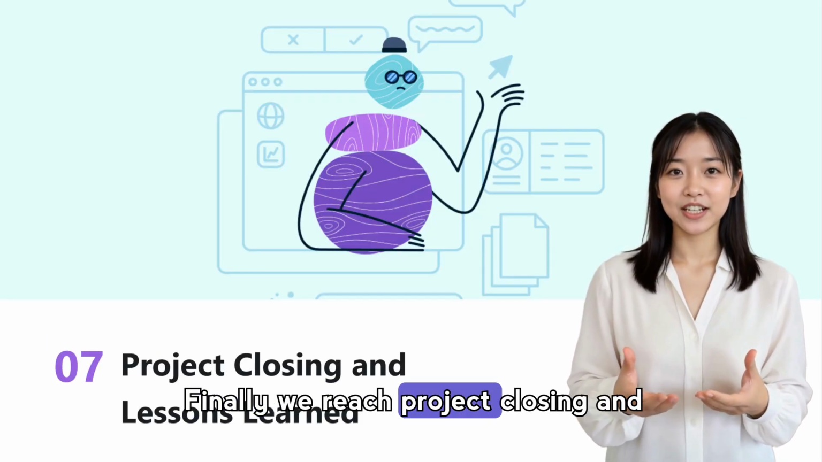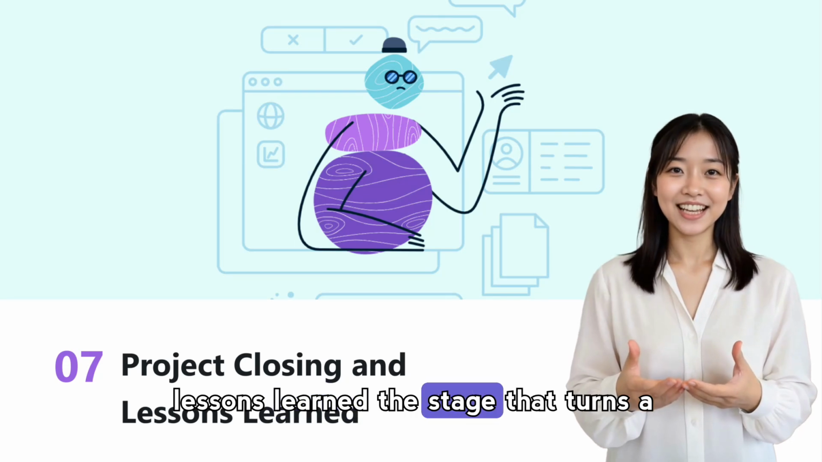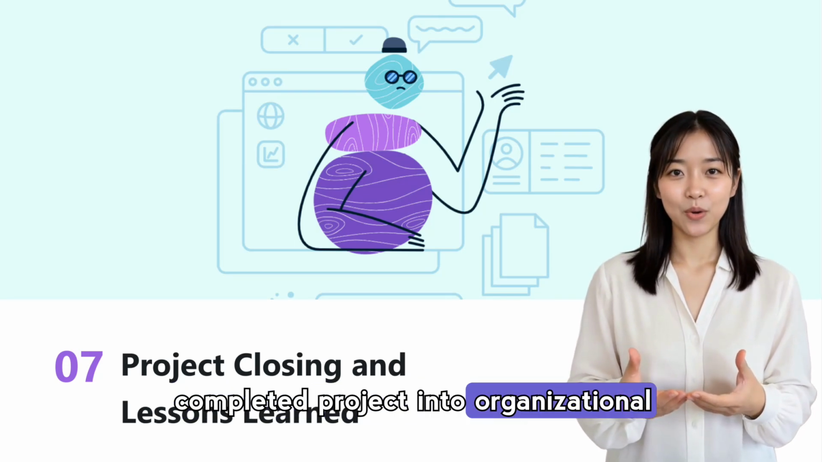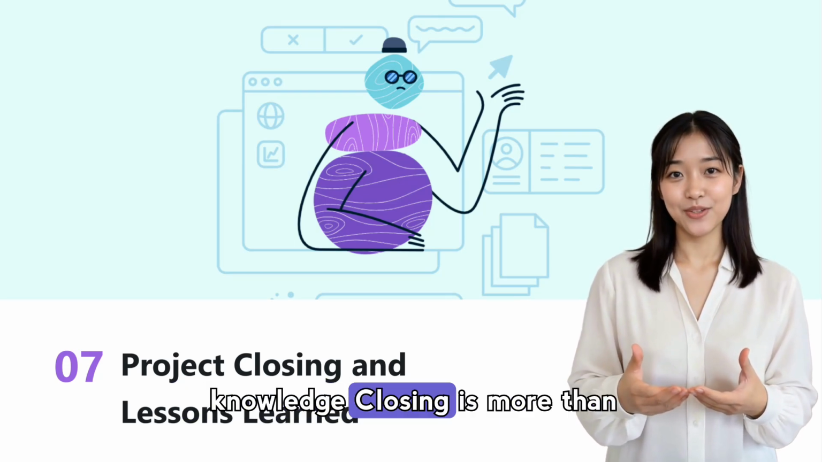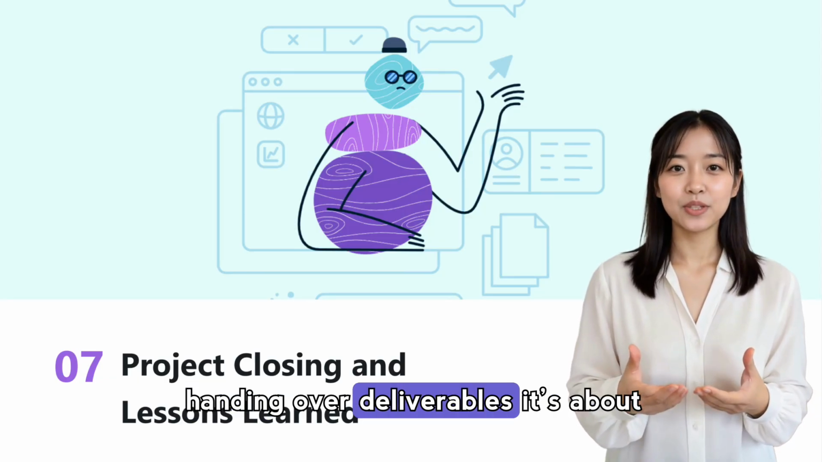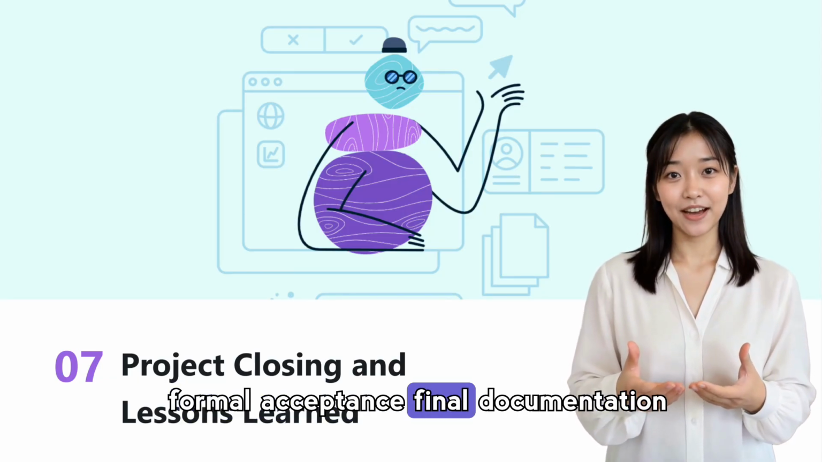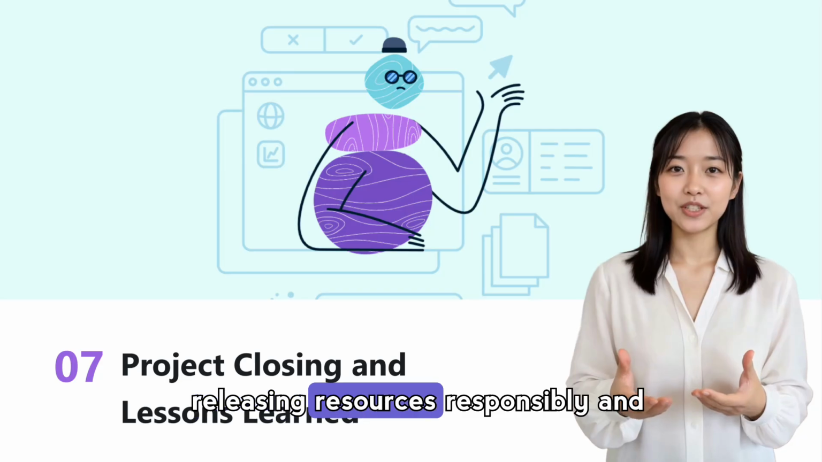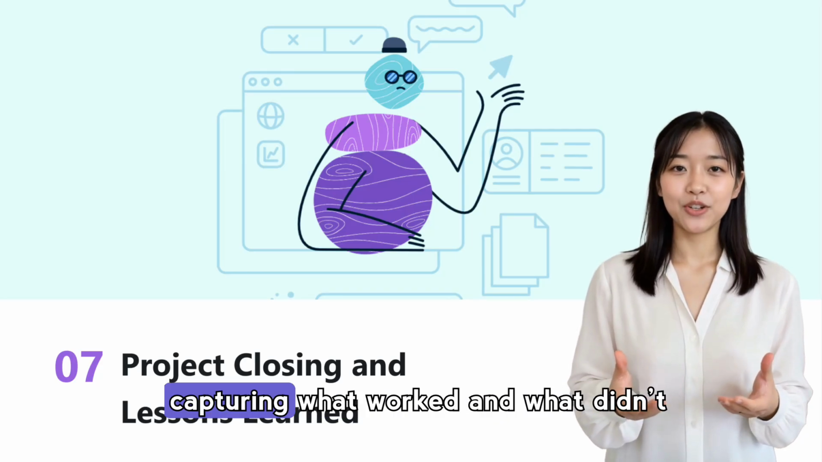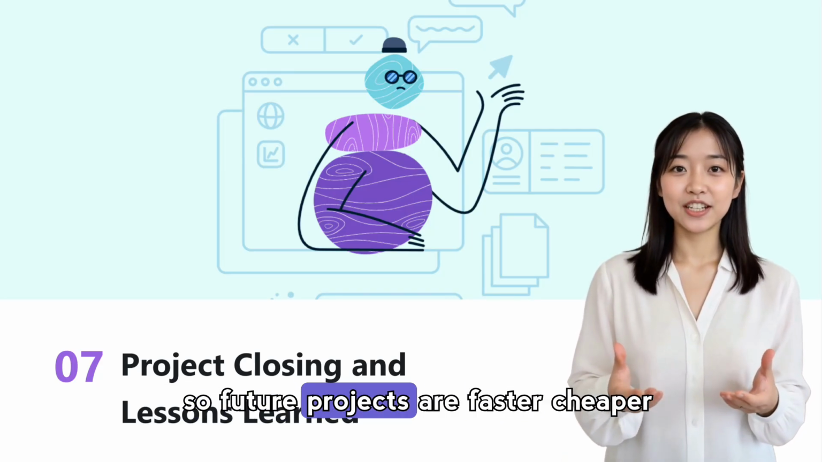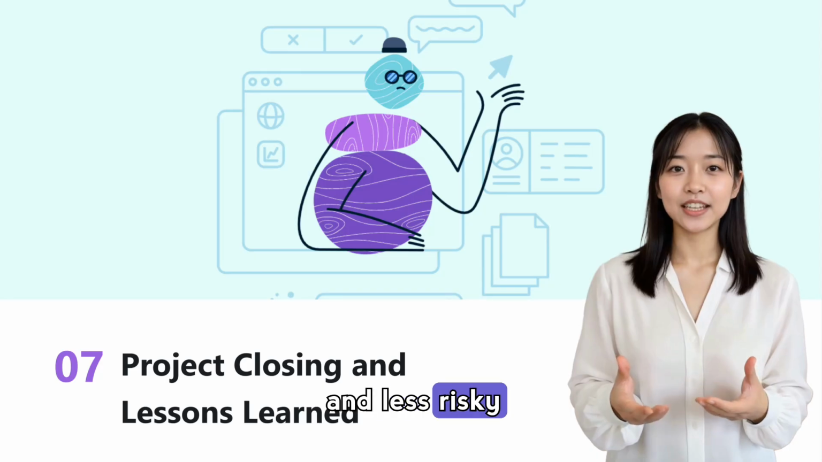Finally, we reach project closing and lessons learned, the stage that turns a completed project into organizational knowledge. Closing is more than handing over deliverables. It's about formal acceptance, final documentation, releasing resources responsibly, and capturing what worked and what didn't so future projects are faster, cheaper, and less risky.